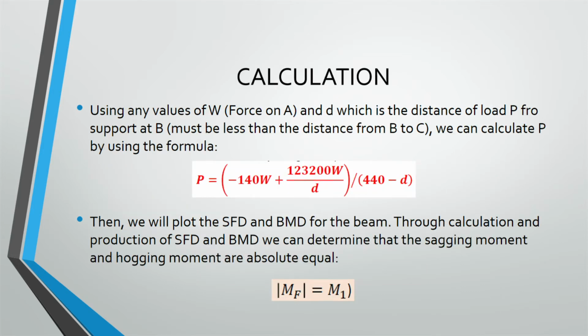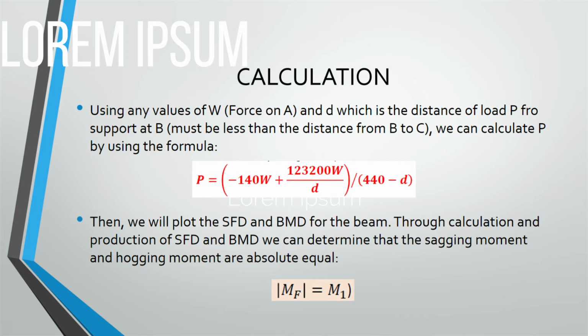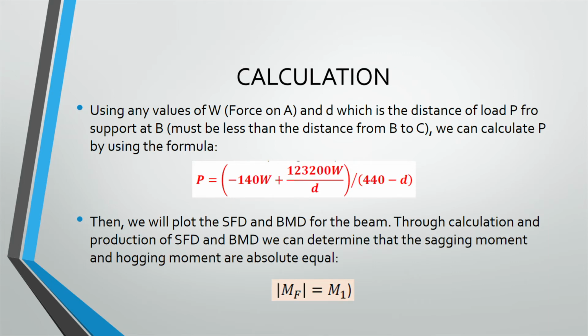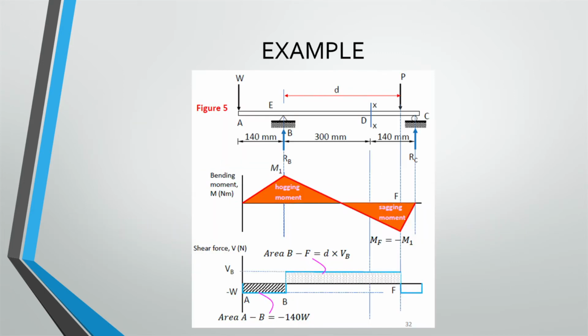For calculation, using any values of W, which is forces on A, and D, which is the distance of load P from support at B, we can calculate P by using the formula as shown. Note that for D, it must be less than the distance from B to C. Then, we will plot the shear force diagram and bending moment diagram for the beam. Through calculation and production of shear force diagram and bending moment diagram, we can determine that the sagging moment and hogging moment are absolutely equal. This is an example of maximum hogging moment and sagging moment, which are absolutely equal.